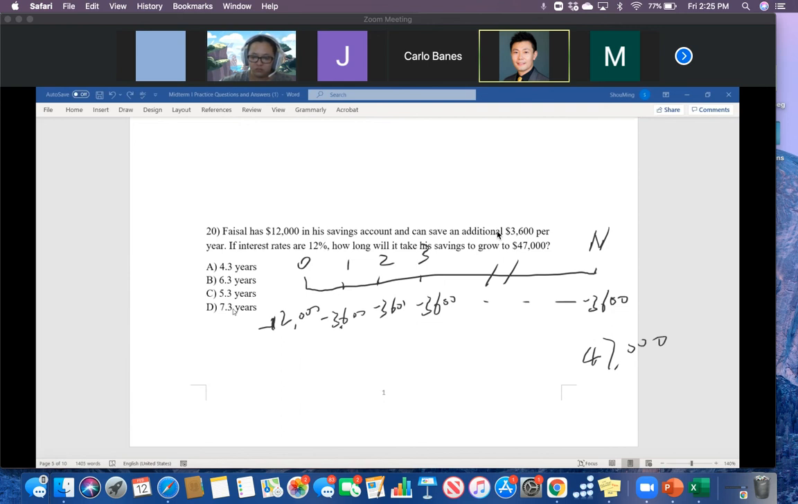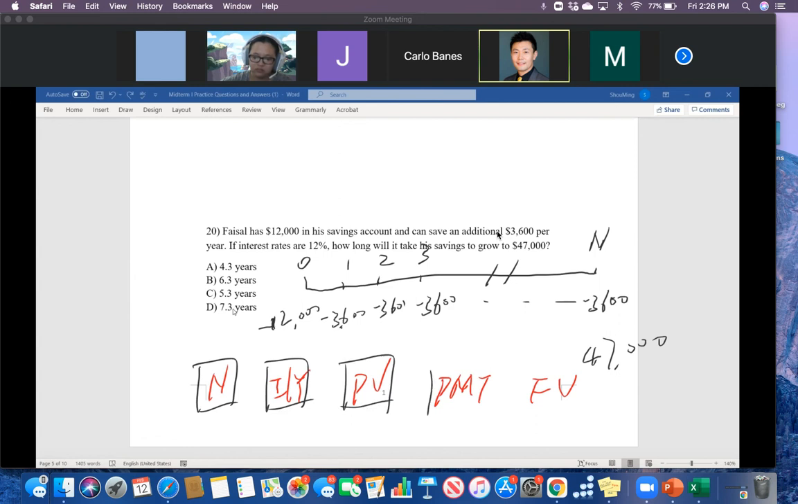In fact, when we use the time value of money function, we have 5 buttons, right? We have N, we have the interest rate, we have the present value, we have the period payment, we have the future value. As long as we know 4 out of 5, then we can calculate the rest, right? We can calculate the rest.